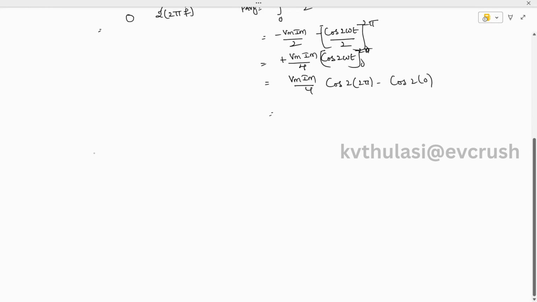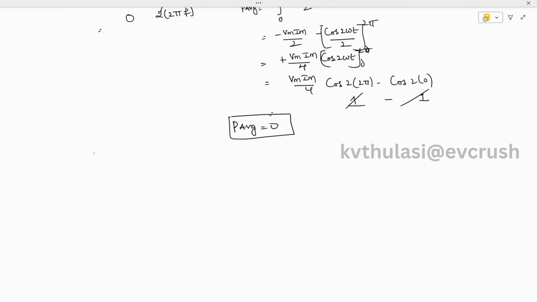Cos 0 is how much? 1. Cos 2 pi is how much? 1. So the 1 will get cancelled out. Therefore the average power consumed by an inductor is equal to 0. So this is the proof.